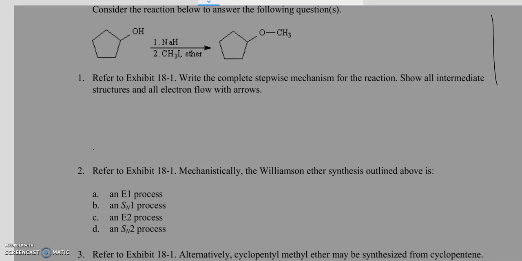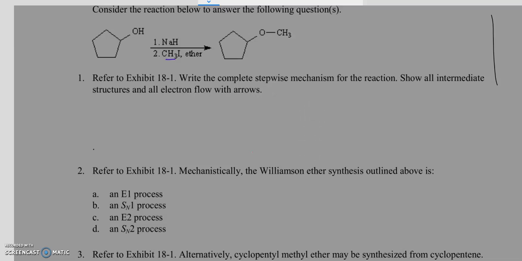So let's work on question number 1. Here it's asking you to write down the stepwise mechanism. The way we're going to work here is that we're going to react with sodium hydride and then we're going to react with methyl iodide. As we see here, this is nothing but just a Williamson ether synthesis, right?